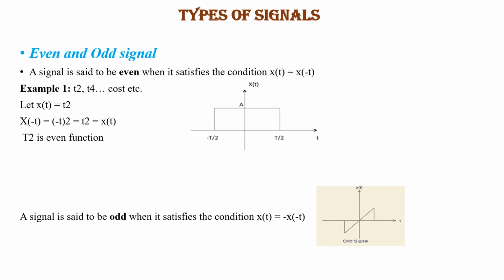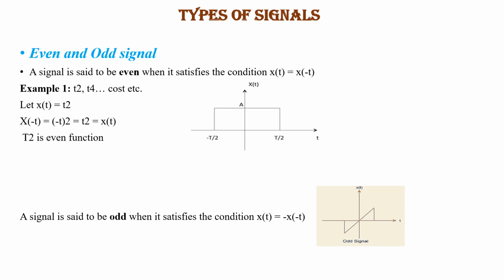Even and odd signal. The signal x of t is said to be an even signal if it satisfies the condition x of t equal to x of minus t. An even signal is also called a symmetric signal. Odd signal.